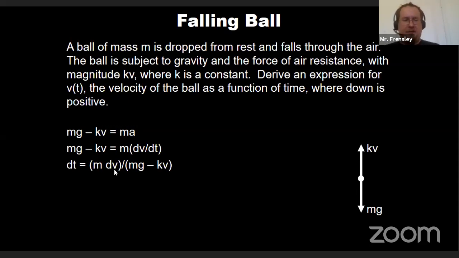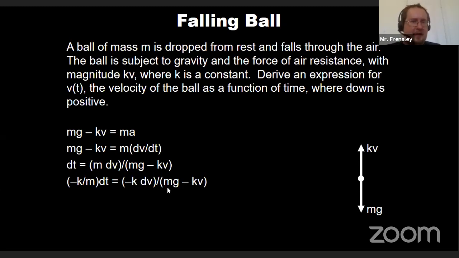mdv is not the derivative of mg minus kv. However, negative kdv is the derivative of mg minus kv. So we need to move this m down underneath the dt, divide it down, and then multiply both sides by negative k. So now we have moved the m down in the denominator with dt and multiplied both sides by negative k. By multiplying by negative k, the numerator is now the exact derivative of the denominator.